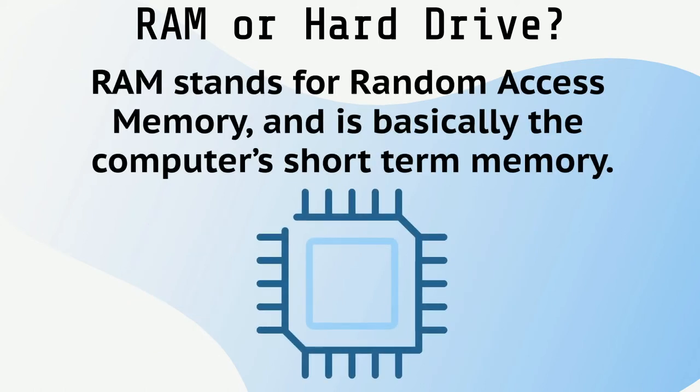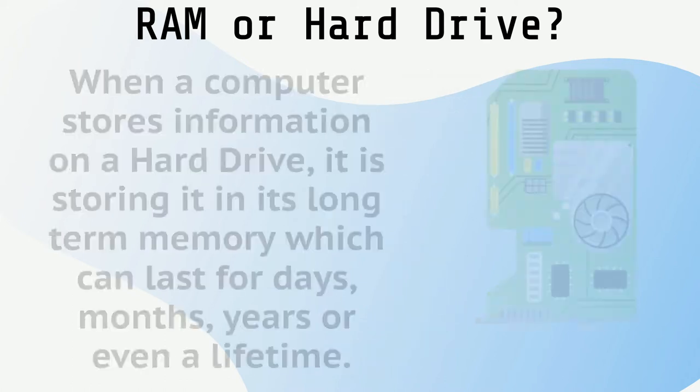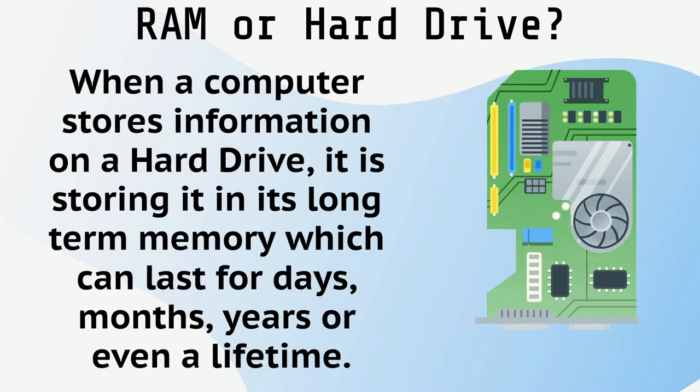RAM stands for Random Access Memory and is basically the computer's short-term memory, which can be stored for a short period of time while we need it. When a computer stores information on a hard drive, it is storing it in its long-term memory, which can last for days, months, years, or even a lifetime.